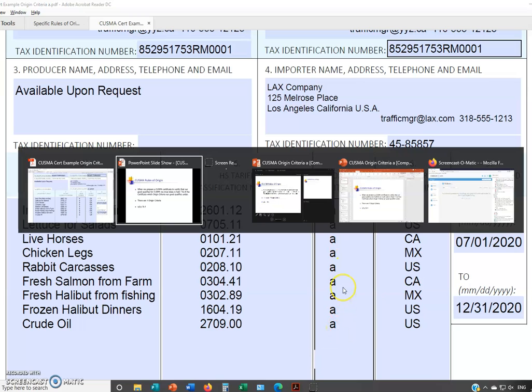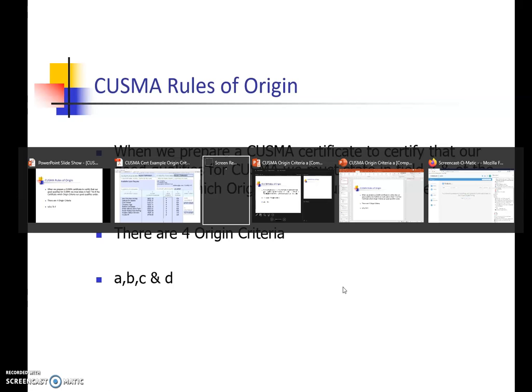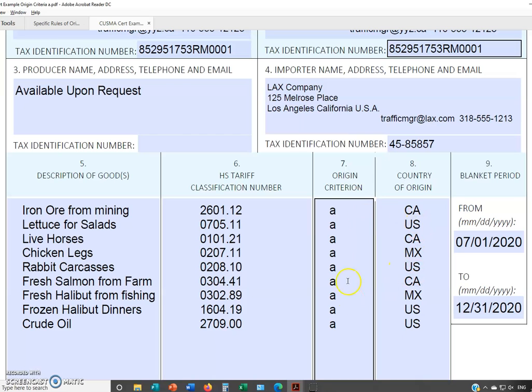Okay? So, let me get back to the first slide here. When we prepare a CUSMA certificate to certify that our good qualifies, that we're sending to the United States or sending to Mexico, we want to make the certificate so that when our customer brings it in through U.S. Customs or Mexican Customs, he doesn't pay any duty. It's duty-free. We must state in field 7 of the certificate of origin which origin criteria our good qualifies. So I'll go back. Here's the certificate of origin, and here is field 7, origin criteria.